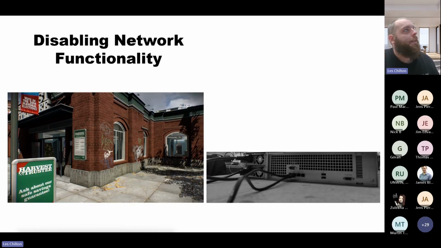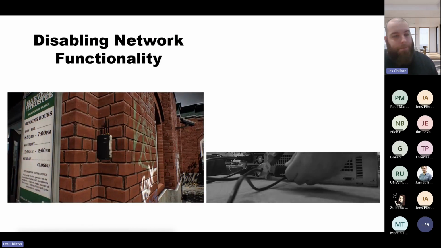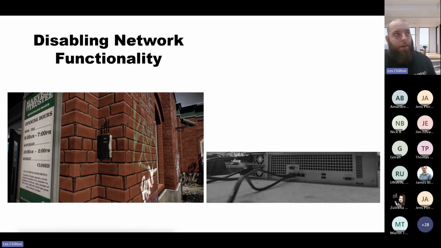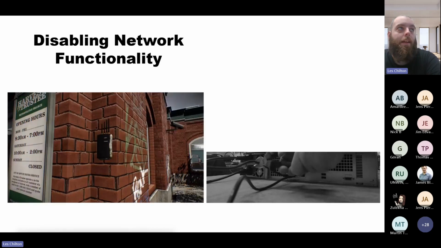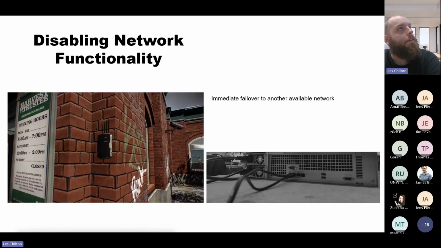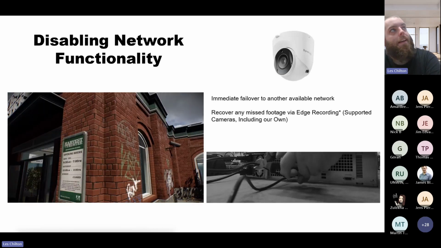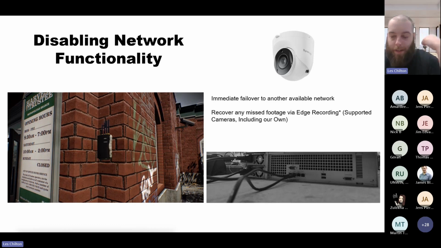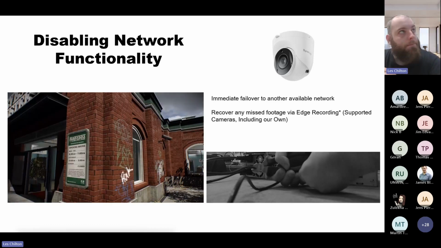So what can we do? Again, it's worth noticing that most of our devices have multiple network points, something that isn't standard on most NVRs. So as soon as that line is cut, absolutely no downtime at all. We can just fail over to another network. Incidentally, and we'll talk about this in more detail in a second, edge recording could kick in if your cameras support it. Our cameras support it.